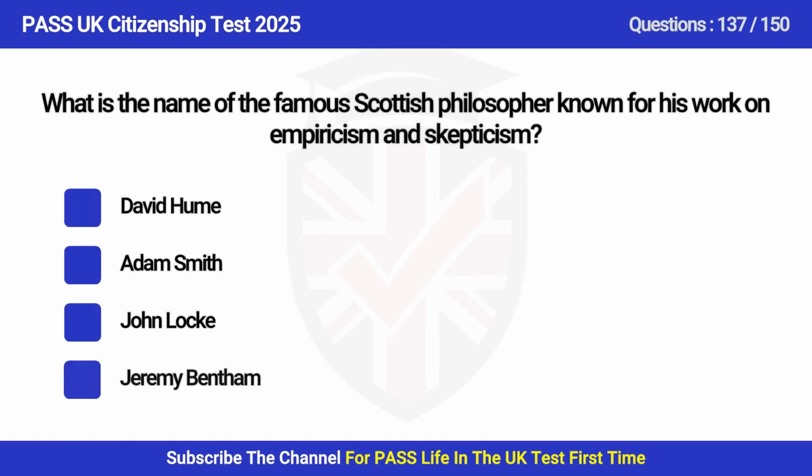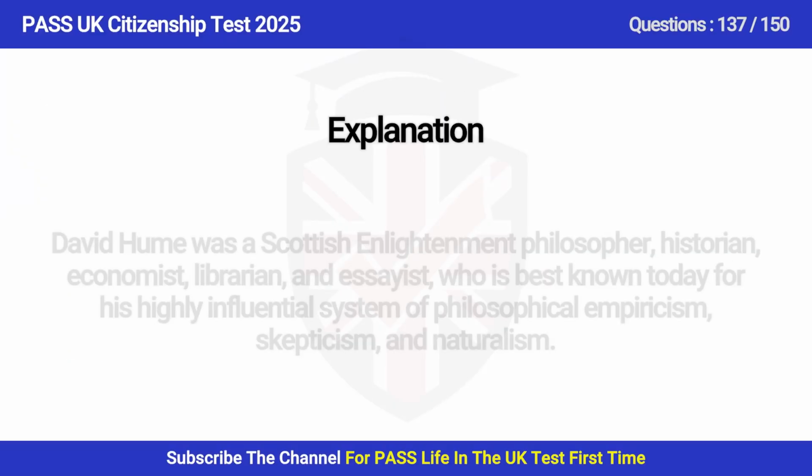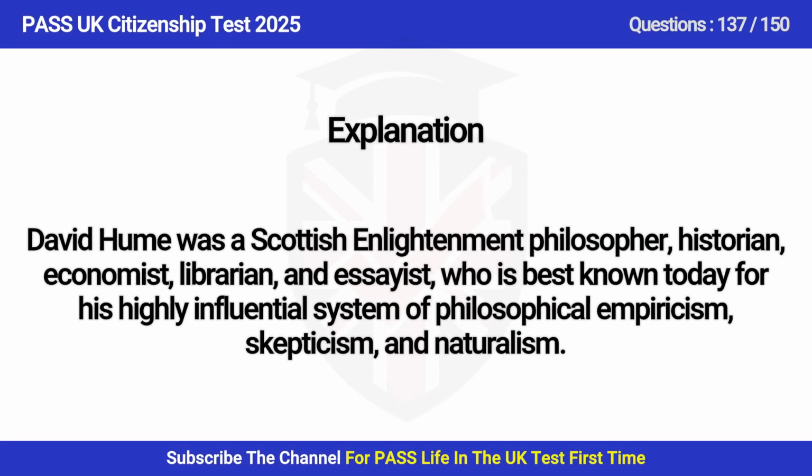Question 137. What is the name of the famous Scottish philosopher known for his work on empiricism and skepticism? A. David Hume, B. Adam Smith, C. John Locke, D. Thomas Reid. Answer is A. David Hume. David Hume was a Scottish Enlightenment philosopher, historian, economist, librarian and essayist, who is best known today for his highly influential system of philosophical empiricism, skepticism and naturalism.